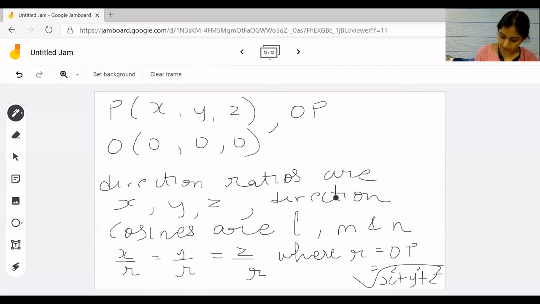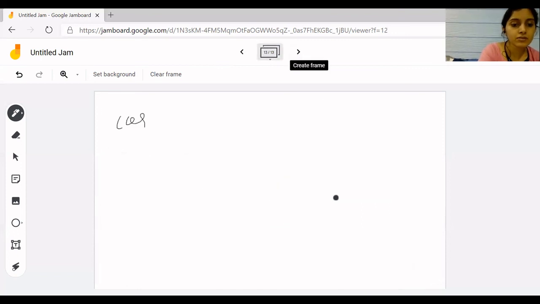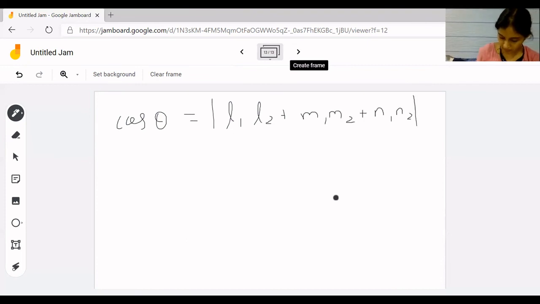The last one is the acute angle between two lines with direction cosines L1, M1, N1 and L2, M2, N2, which is given by cos theta equal to mod of L1 L2 plus M1 M2 plus N1 N2. Suppose L1, M1, N1 and L2, M2, N2 are the direction cosines of the two lines, then the angle between the two lines is given by L1 L2 plus M1 M2 plus N1 N2.